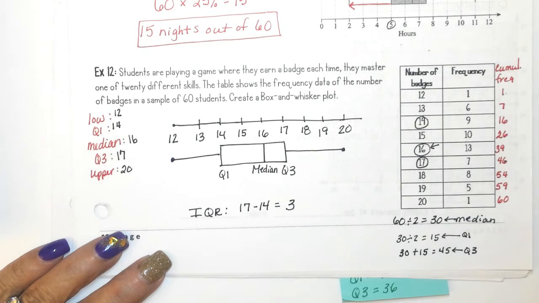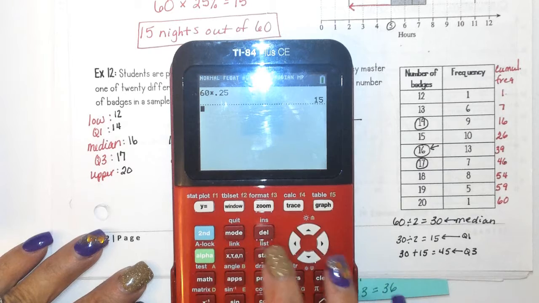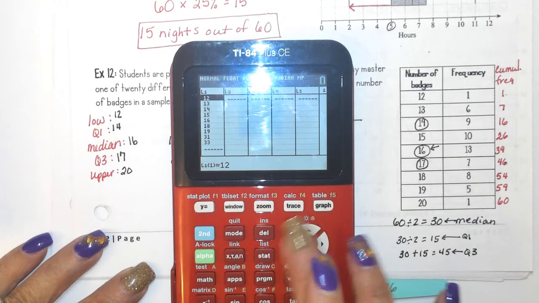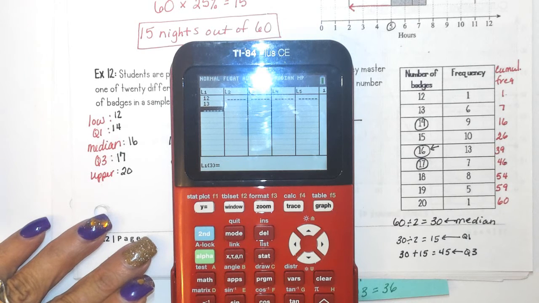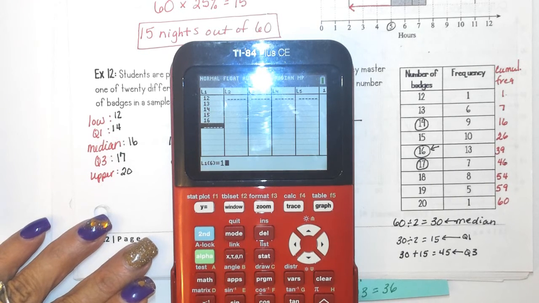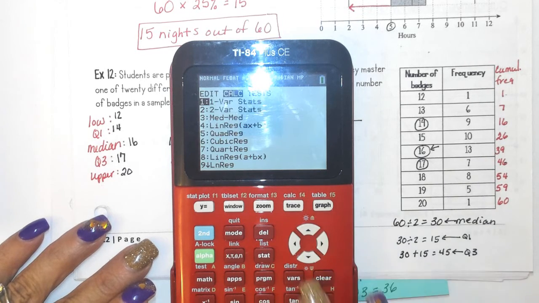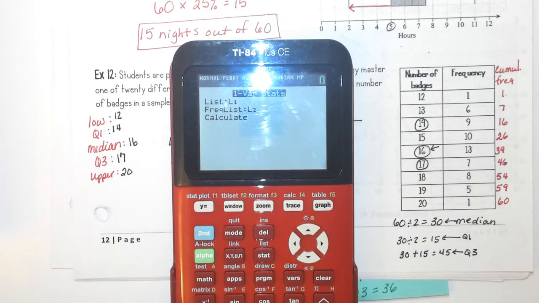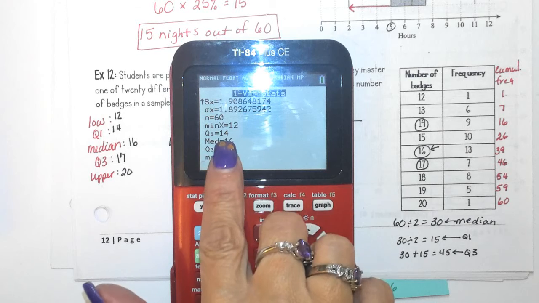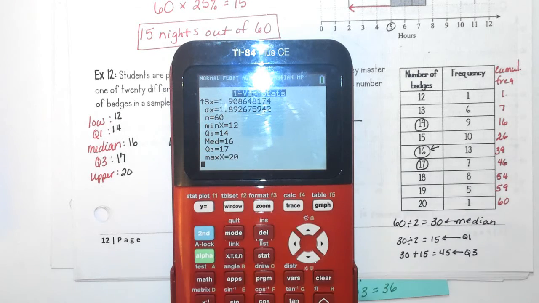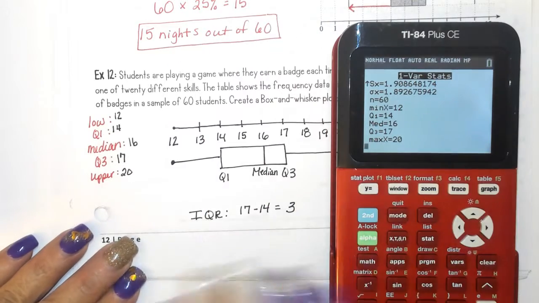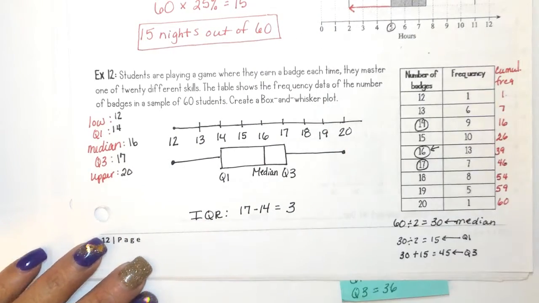Now, could I do this one on my calculator? You bet. And some of you may have already done it. Here we go. Stat. Let me clear all this out. 12, 13, 14, 15, 16, 17, 18, 19, 20. 1, 6, 9, 10, 13, 7, 8, 5, and 1. Stat, calculate one variable. Frequency is L2. Here we go. Does it match? 12, 14, 16, 17, and 20. Was that faster? Absolutely. But I wanted you to understand the math behind it.